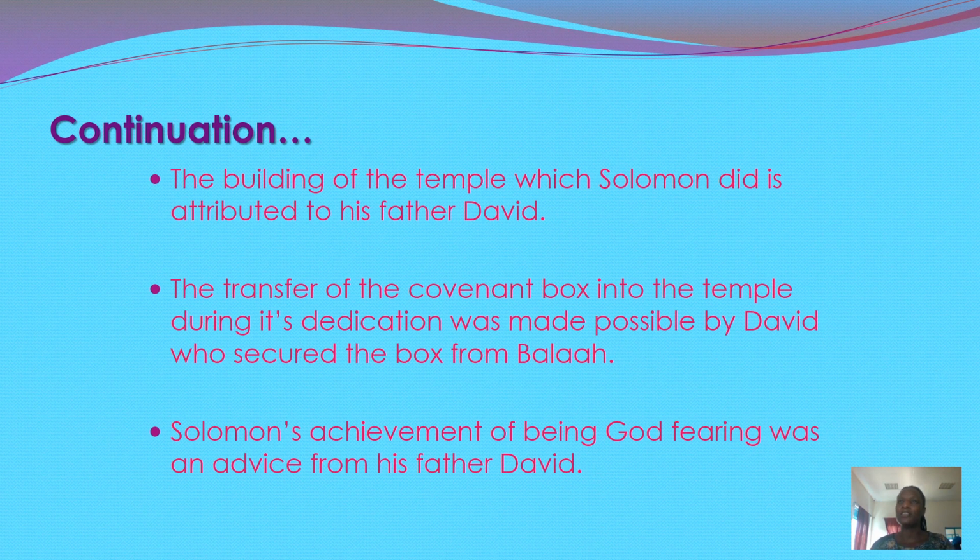One, let us look at the building of the temple. Solomon built the temple of Jerusalem, but his father David had already planned to build a temple for God, not until David was stopped by God through the prophecy of prophet Nathan. So the building of the temple showed him reaping from what his father David had already sown.